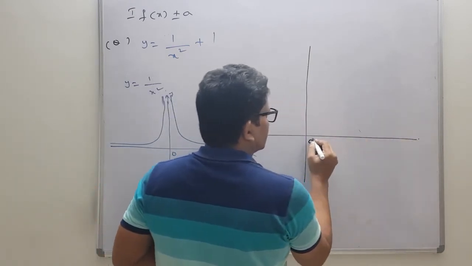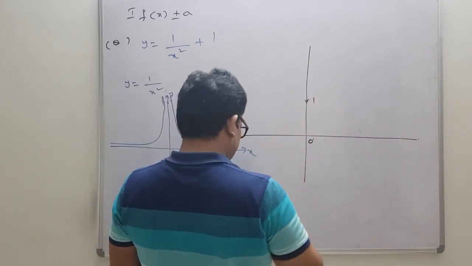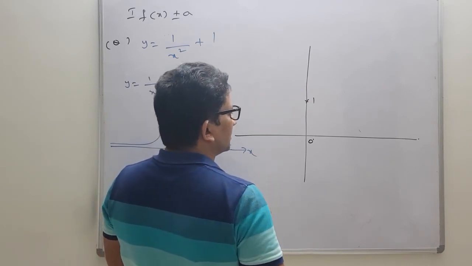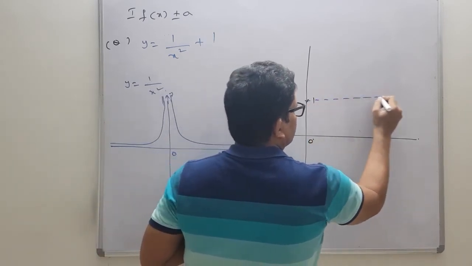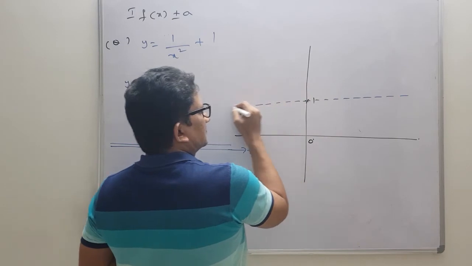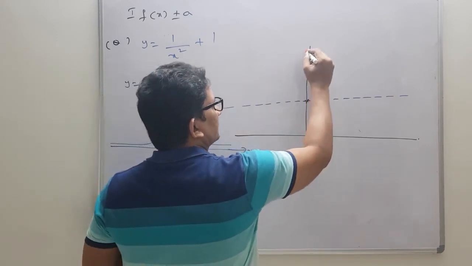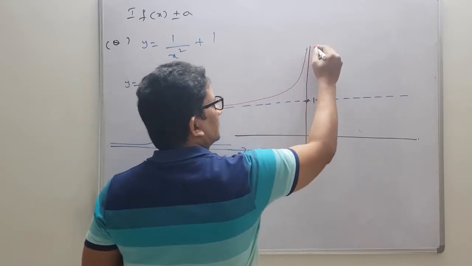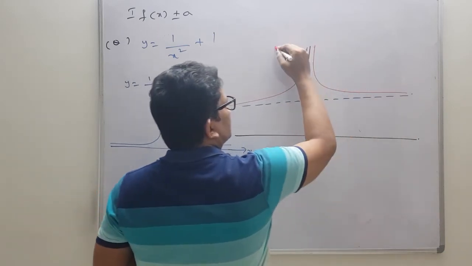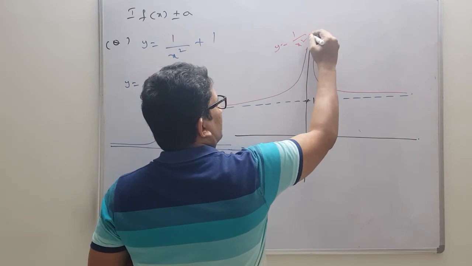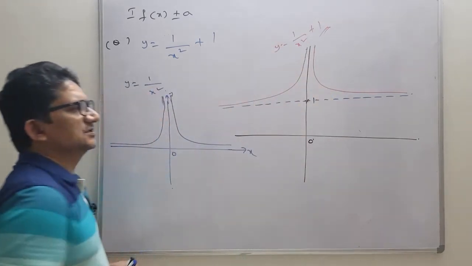So here if you take origin, now here we will take 1. Okay. At this point we will draw a new axis. This one. Now here we will get the graph, the same structure. So this is the graph of y equals to 1 by x square plus 1.